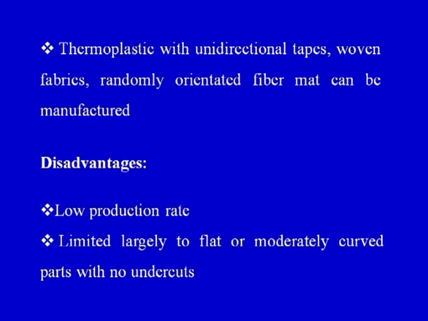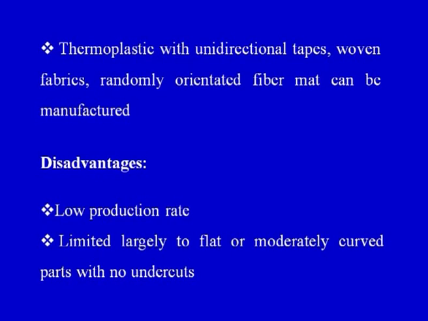Now one of the advantages which is left: thermoplastic with unidirectional tapes or woven fibers, or randomly oriented fiber mat, can also be manufactured. This compression molding process, in which within the mold we have the fibrous reinforcement, we would be covering in another module which would be focused on processing of polymer matrix composites. But yes, certainly reinforced plastics can also be made by the compression molding process. Now let us see what the important disadvantages of the compression molding process are.